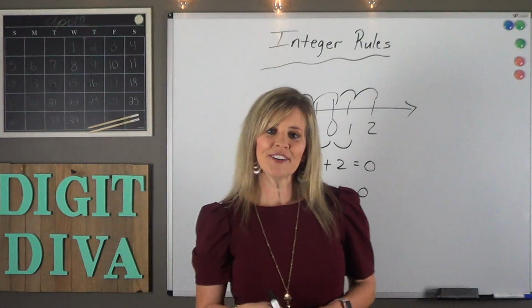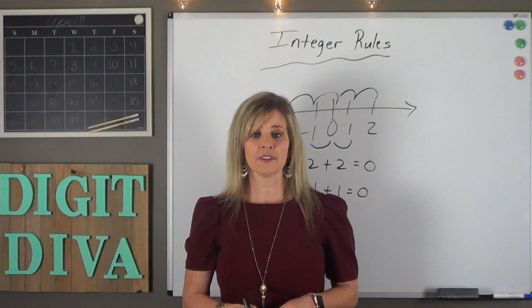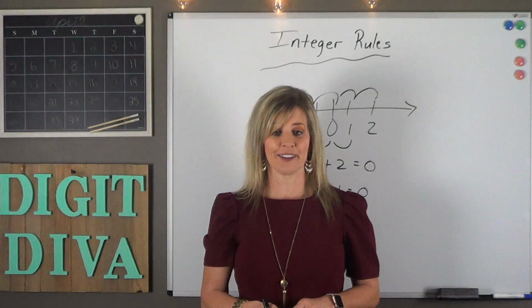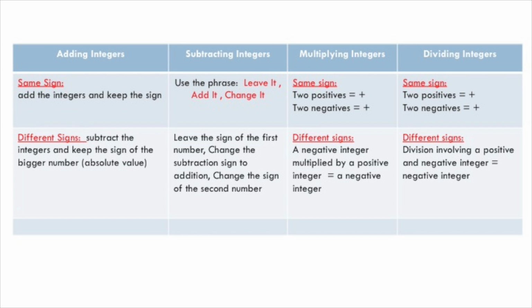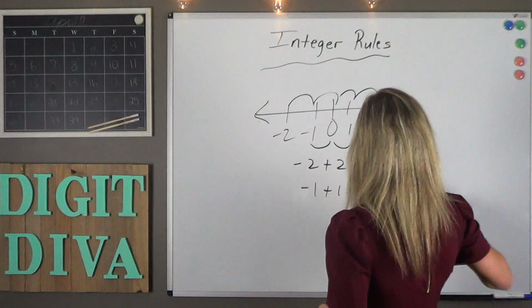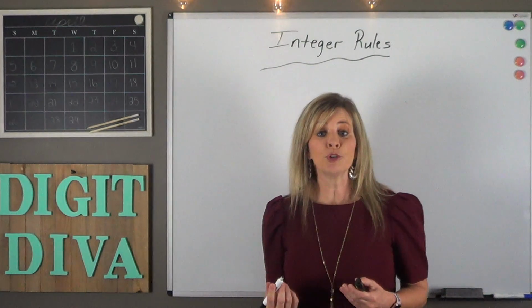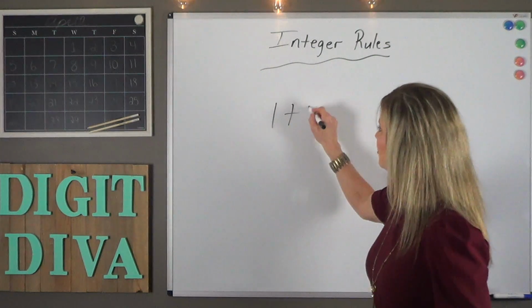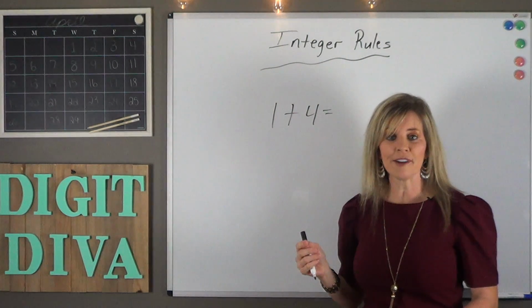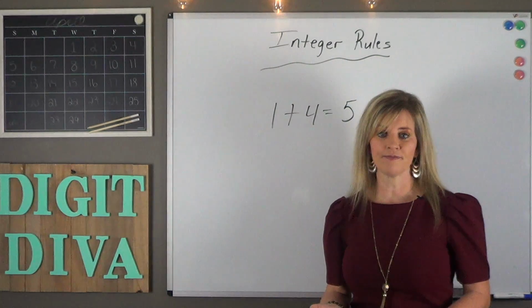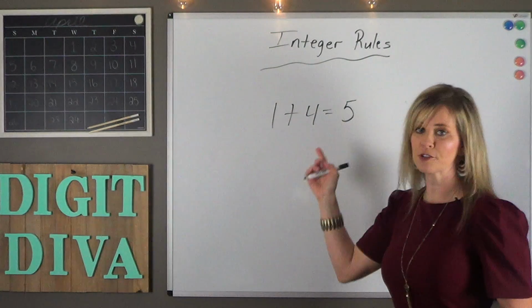All right, so let's go ahead and get started with adding integers. Let's take a look at the slide for the rule of adding integers with the same sign. Adding integers when the signs are the same, simply add the integers and keep the sign. So let's practice that skill first. Let's just pick out two positive numbers. Perhaps 1 plus 4. They're both positive, so our answer is going to be positive. 1 plus 4 is 5.